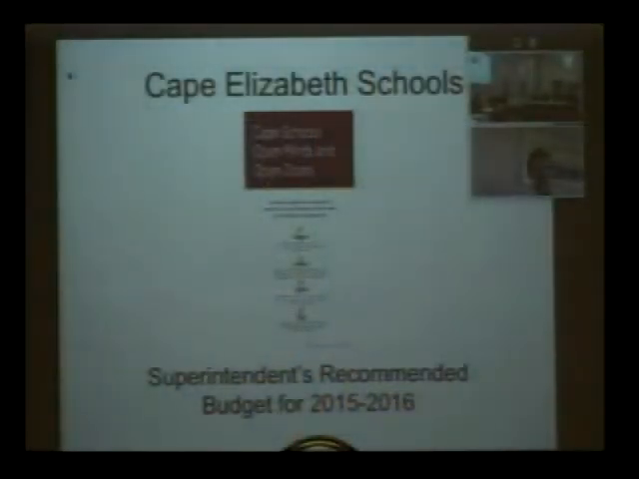Our budget process as a district starts way back in the fall. Building administrators work with staff in their buildings to field requests and determine what is necessary for the school district in order to meet student needs. And we're looking at all of our work through the lens of our strategic plan, goals, and objectives.